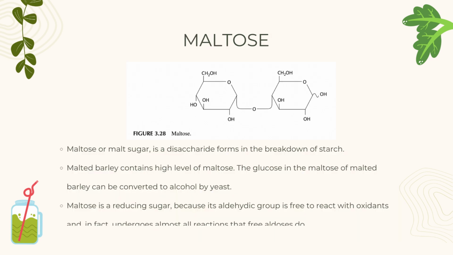Now let's have a look at the different types of disaccharides that are available. Maltose is a malt sugar and is formed from the breakdown of starch. An example of food that contains maltose is malted barley, where the barley is germinated so the starch will be converted into maltose. Normally malted barley is used in the brewery process where they produce alcohol. Maltose is also a reducing sugar, so we're going to talk about what a reducing sugar actually is more after this.